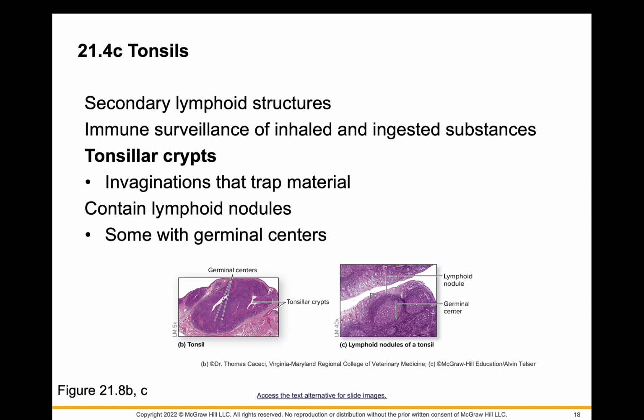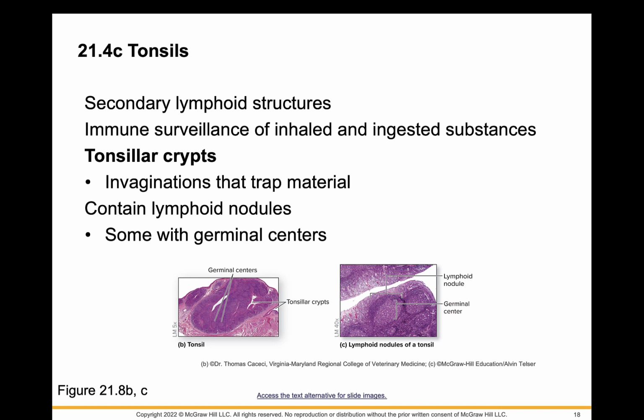Now, when we look at these tonsils, once again, remember they are secondary lymphoid structures because they do not have a complete capsule. And we're going to find a structure known as tonsillar crypts. And these crypts are actually invaginations, and they contain lymphoid nodules. And some of them may actually have germinal centers.